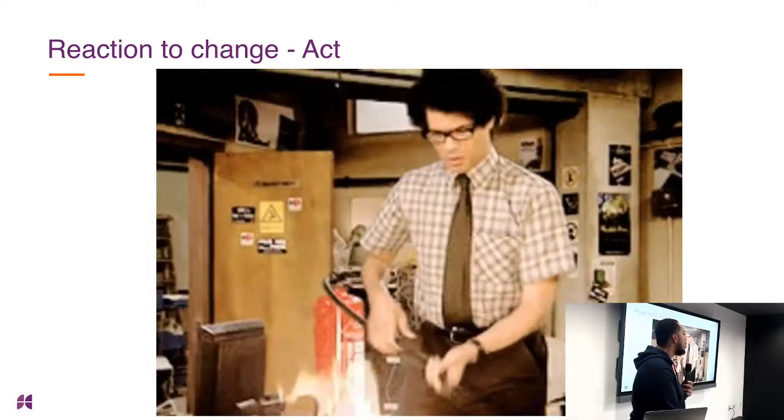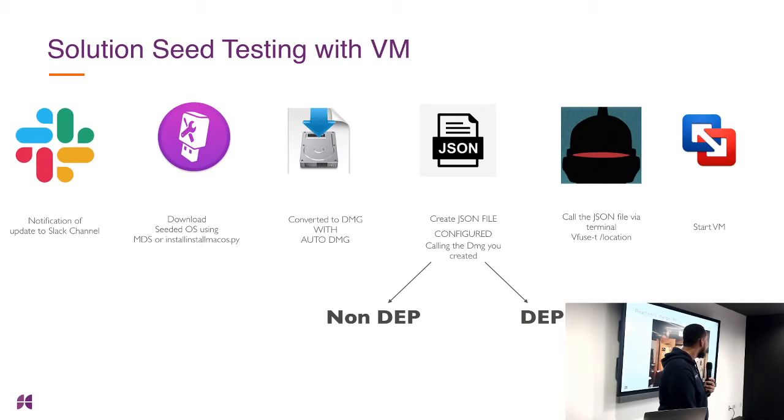So how do we do it differently? We get a Slack notification every time Apple puts out a beta release. We decided to use MDS because it's a GUI rather than the installed Python, and someone has to set that up on a shell. We take that seeded image that we get and convert it to a DMG with AutoDMG. We have pre-configured JSON files.